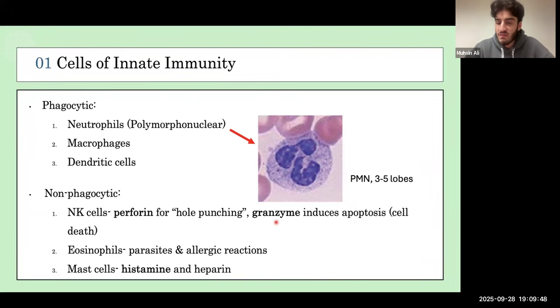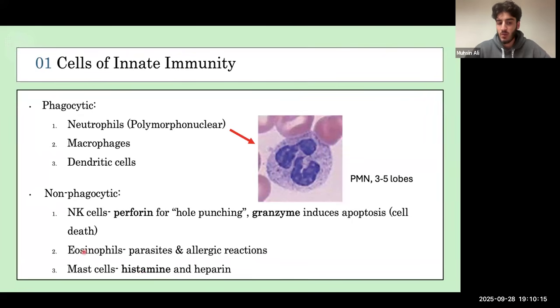The second enzyme that we have is granzyme. And what this does is simply the same thing. It induces apoptosis, and apoptosis is simply cell death. So both of these enzymes released by your natural killer cells are involved in killing your microbe or your pathogen. The second one that we have is eosinophils, and these are involved in parasitic infections as well as allergic reactions. And then lastly, you have your mast cells, which are going to release histamine.